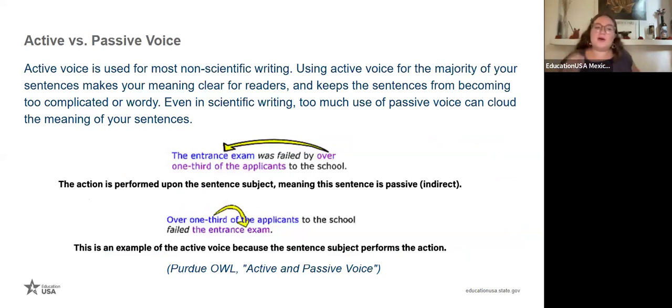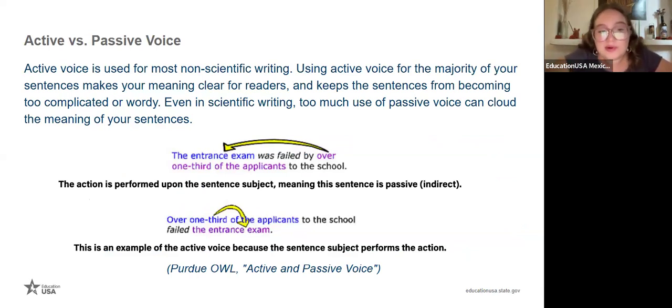All right, we're going to talk a little bit more about active and passive voice. Active voice is used for most non-scientific writing. Using active voice for the majority of your sentences makes your meaning clear for readers and keeps the sentences from becoming too complicated or wordy. For example, this is a difference between the United States and Mexico. Like I've said, in the United States, writing is mainly written in active voice. Passive voice is more common in Mexico.